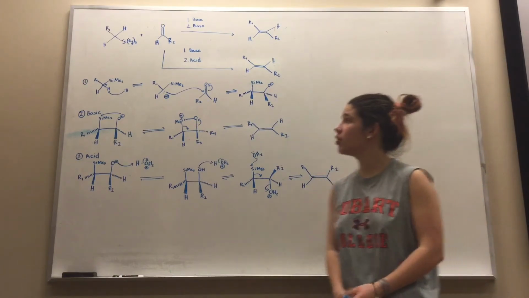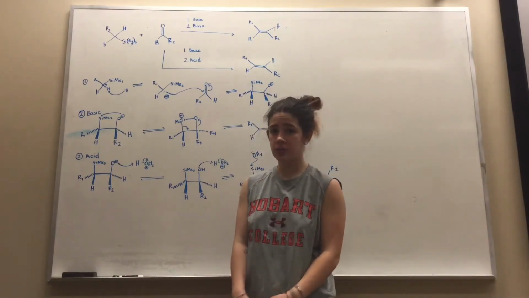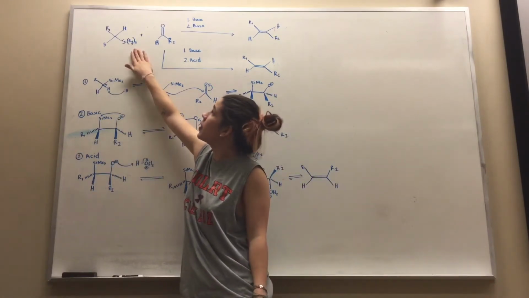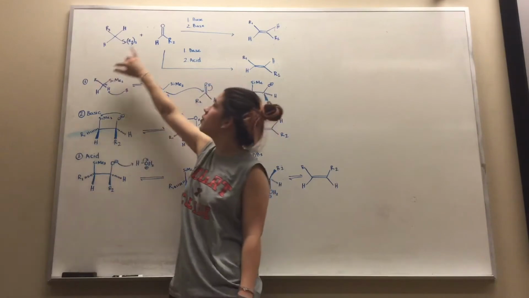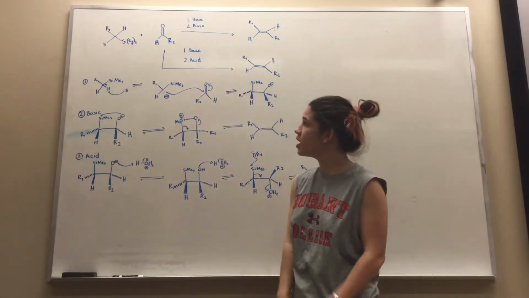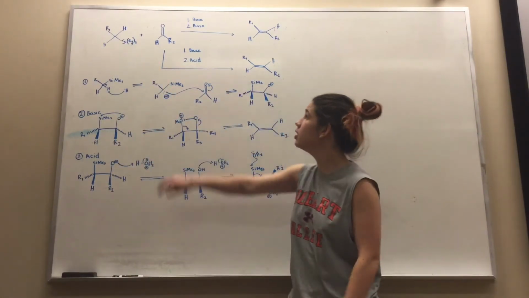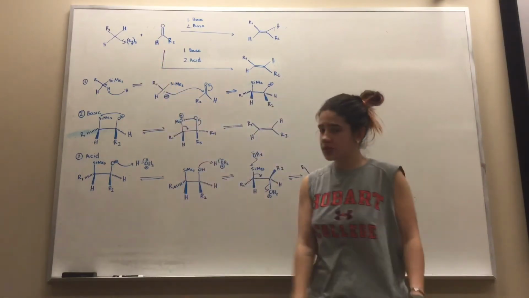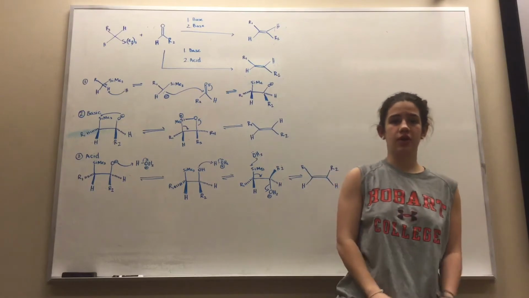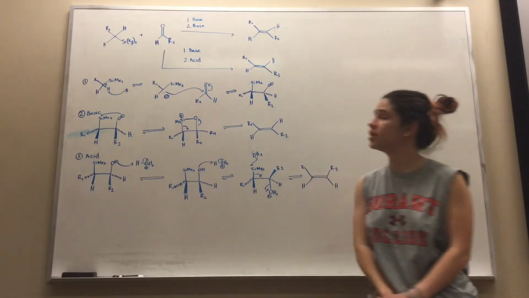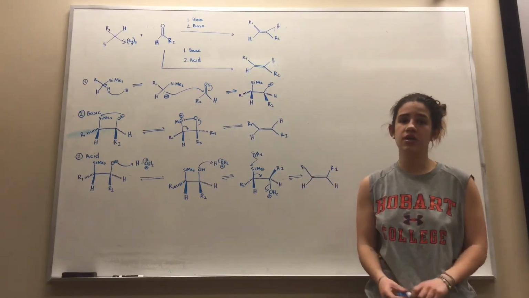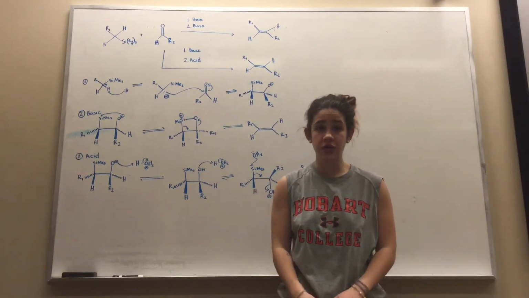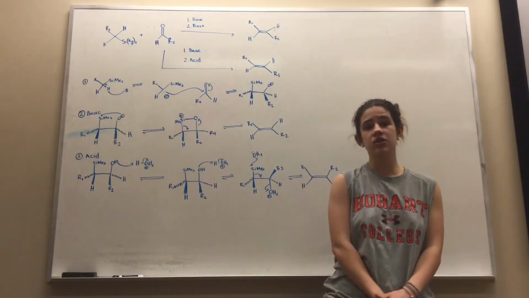So first of all, the first starting material is a silicon R3, and as a reference point, we're going to have 2 hydrogens, and the second starting material is an aldehyde. So the point of the Peterson Olefination process is the selectivity of the R1 and R2, whether they're cis or trans to each other.